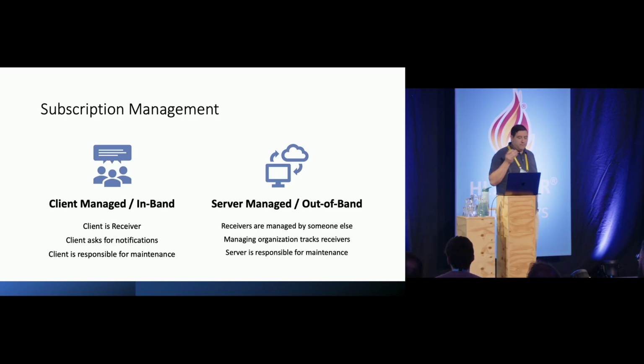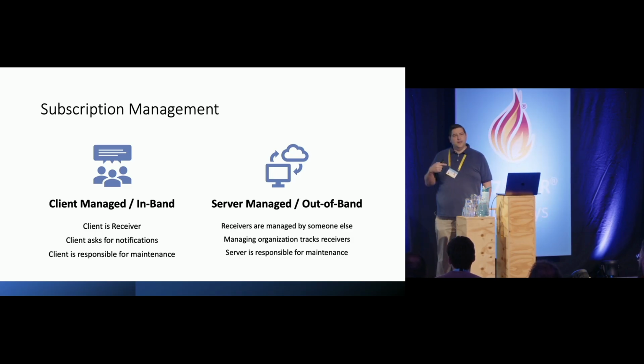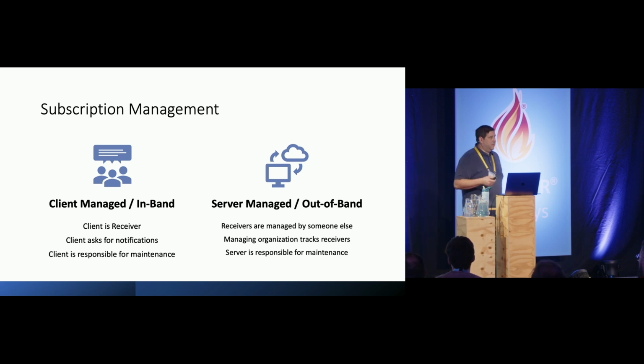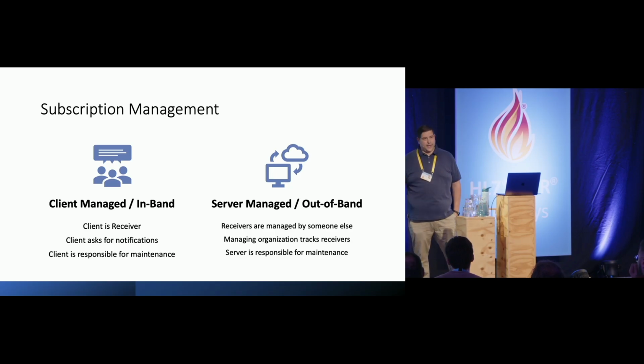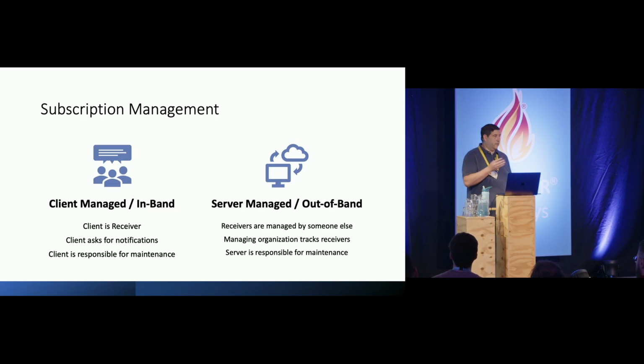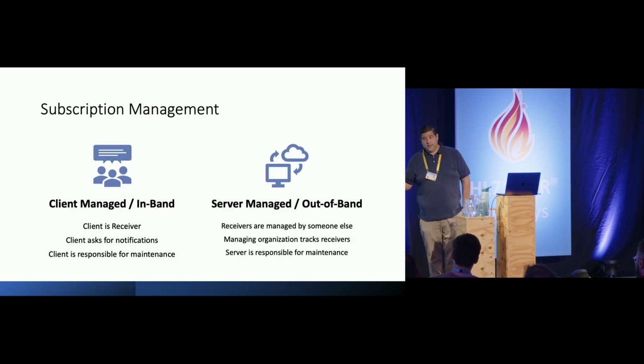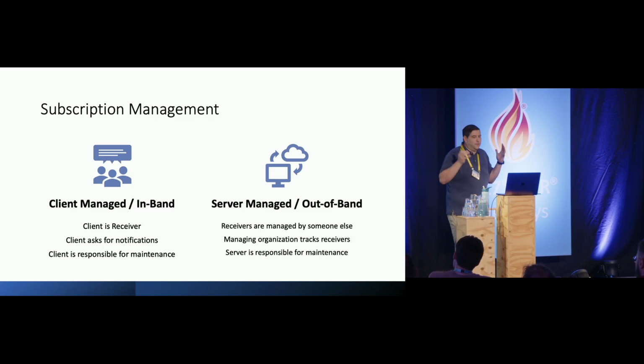But the client's the receiver, asks for notifications, and the client is responsible for maintenance. So this is important. We generally can't prescribe reliable delivery in FHIR, and so someone has to check, hey, my SSL cert expired and I haven't gotten any notifications in a week, or whatever else is happening. So someone has to take responsibility for that. And for us, we said that's the same person who's managing the subscription. So if you're the client, it's your responsibility. If you're the server and you're creating it, it's your responsibility. Someone has to be responsible for it.